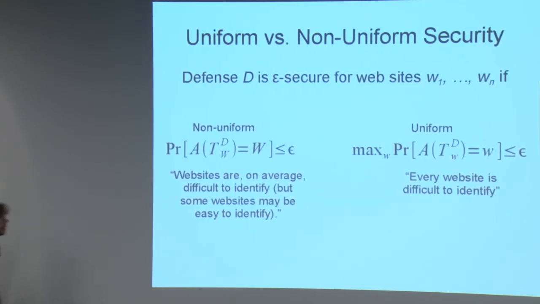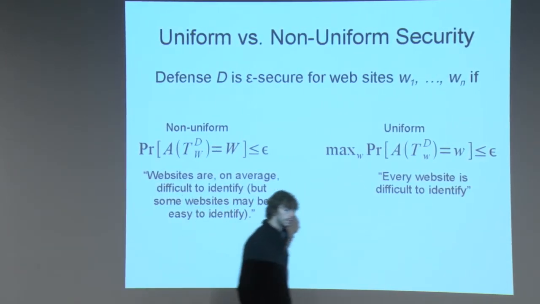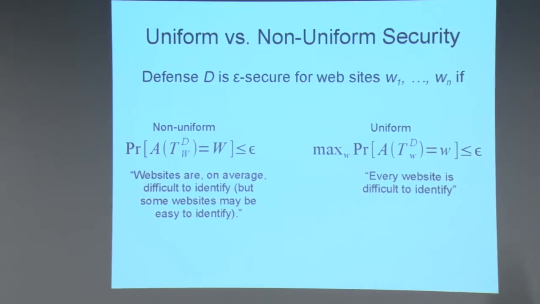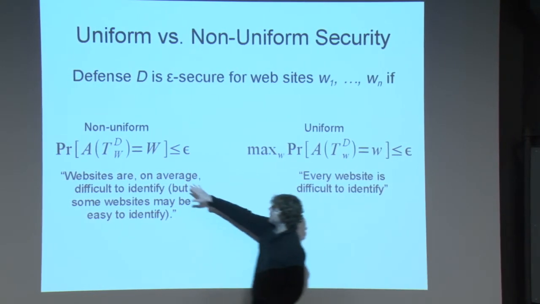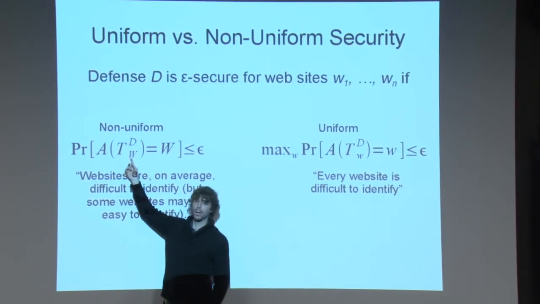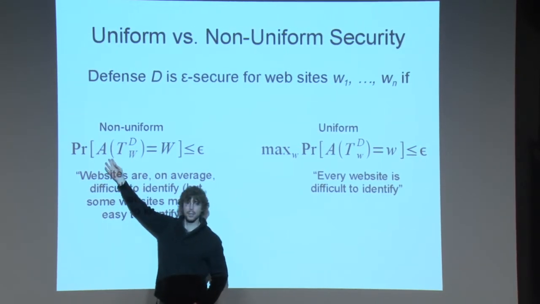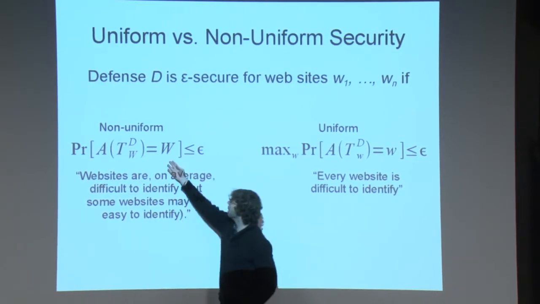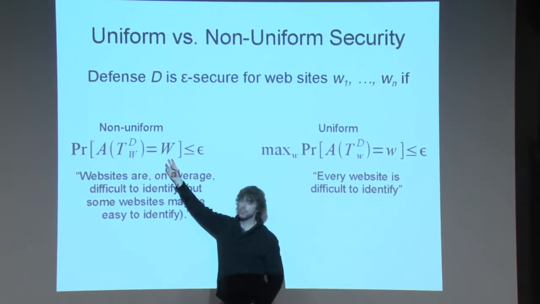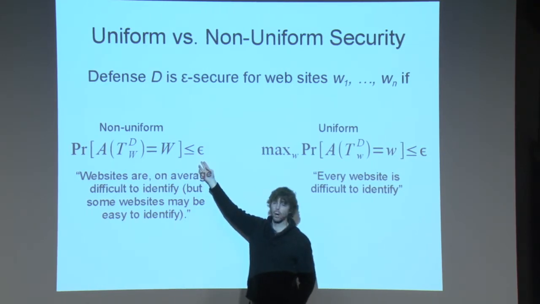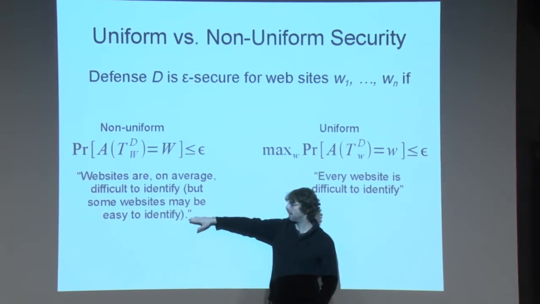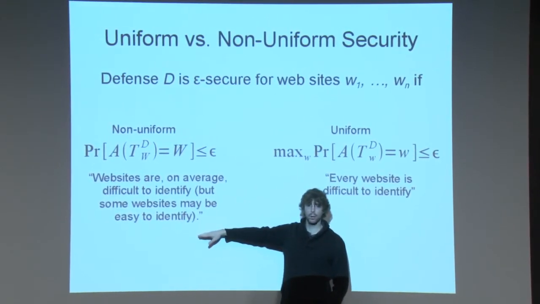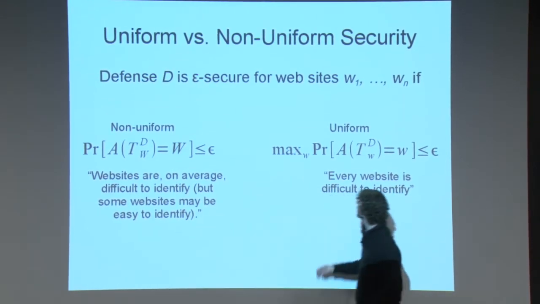Then we can define the level of security of a defense. There are two different versions of that you can define. One is called non-uniform and one is called uniform. What this says is that when you pick a website according to your website choosing distribution, and you generate a trace using your defense, and you feed that input to the attacker, the probability that they guess the right website is at most epsilon, on average. So websites are on average difficult to identify, but it's an average case thing, so some may be really hard to identify and some may be very easy to identify.